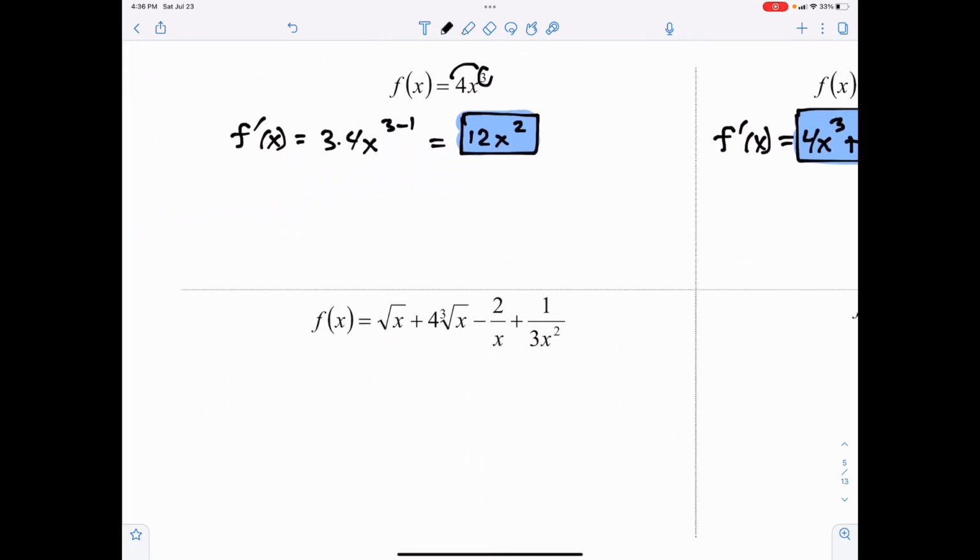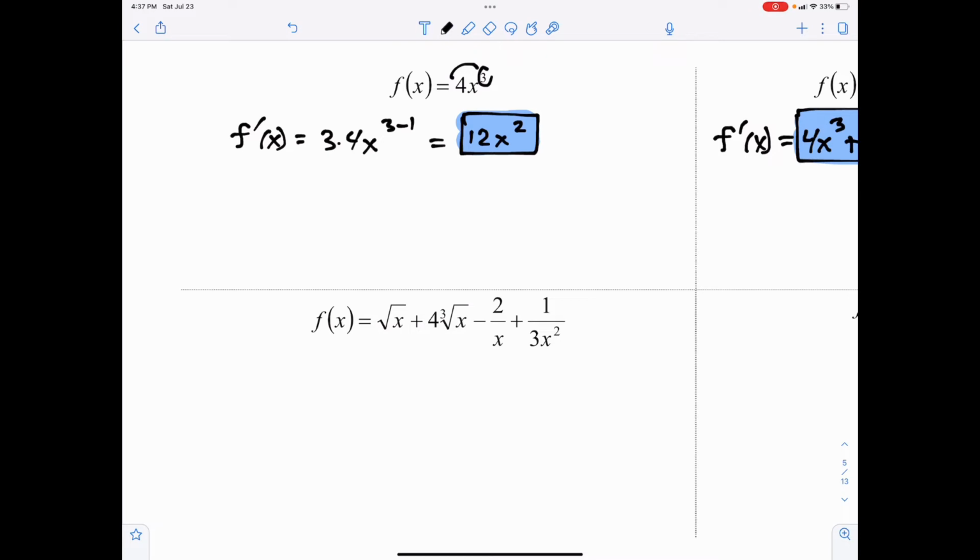Now, in this next example, we have f of x equals square root of x plus 4 times the cube root of x minus 2 over x plus 1 over 3x squared. Kind of looks hard at first, but really the key is to rewrite any rational expression as a negative exponent, and write any root, square root, cube root, fourth root, whatever, as a rational exponent.